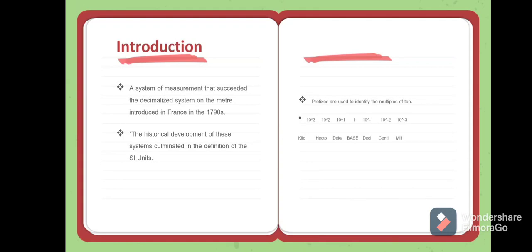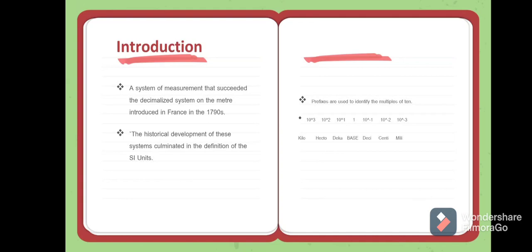In using metric conversion, prefixes are used to identify the multiples of 10. The base is 1, and deca is the multiple of 10 with a power of 1. Hecto, multiple of 10 with a power of 2. And kilo is a multiple of 10 with a power of 3.